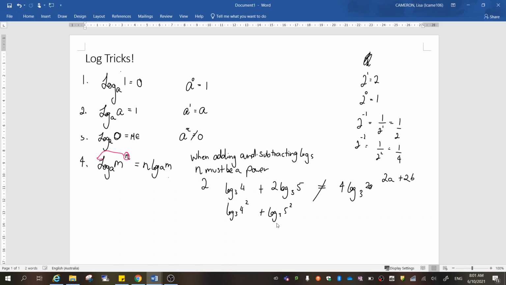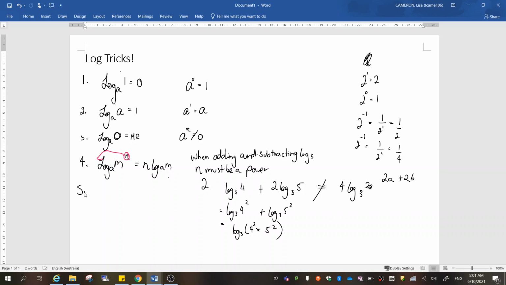And then once I've done that, now I can treat my logs the way that I normally do, and it'll become log 3 bracket 4 to the power of 2 times 5 to the power of 2. So that would give me the correct answer, which is not equivalent to this. This is not correct. Don't do that. I see it all the time.